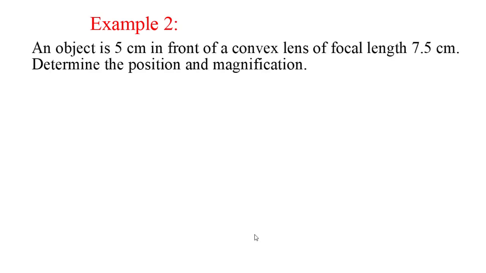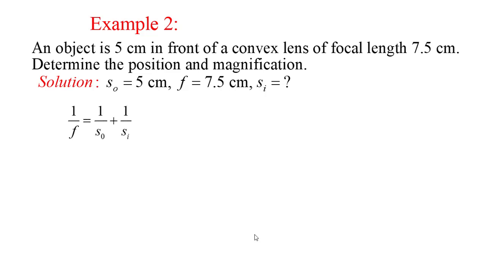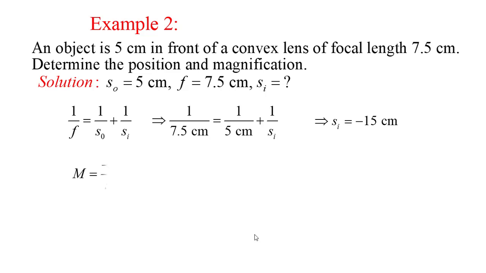Second example: an object is 5 cm in front of a convex lens of focal length 7.5 centimeters, and the problem says determine the position and magnification. Solution: S naught is 5 centimeters, F is 7.5 centimeters, it's already given, Si is required. We have the general formula for a lens, and by directly substituting and solving for Si, we get Si is equal to minus 15 centimeters. The magnification is minus Si over S naught, which is plus 3.